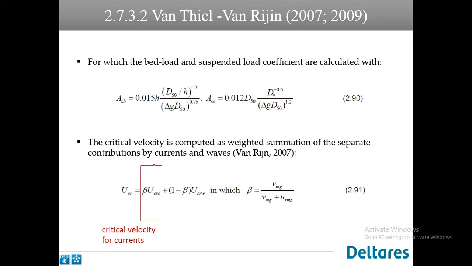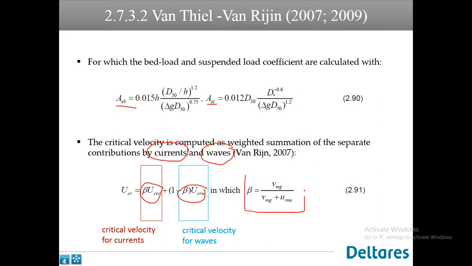Tengok sini. Nampak sini. For which the bed load and suspended load coefficient are calculated with. Okay, ni sama. Tapi dia beza kat sini. The critical velocity is computed separate contribution by currents and wave. Sini for currents. Sini for wave. Which is this adalah dia punya velocity magnitude, and here is the velocity of root mean square.